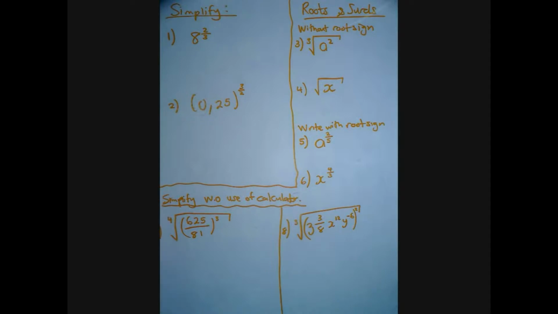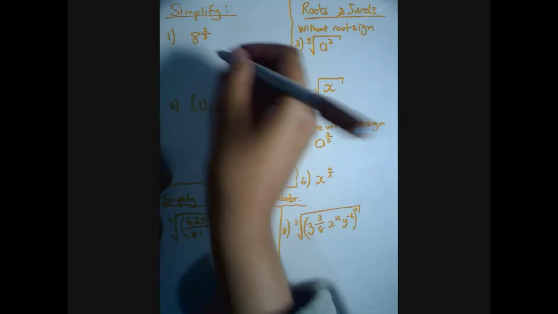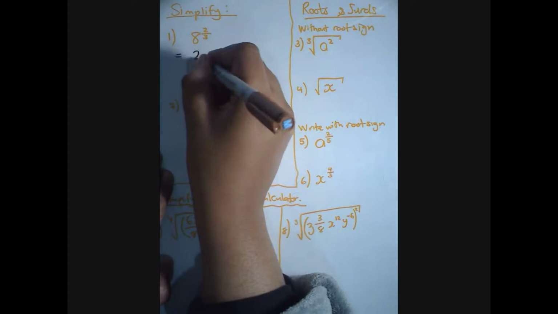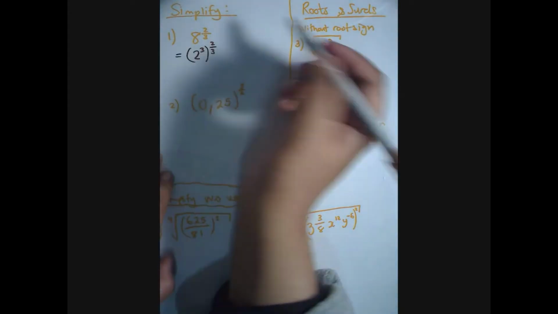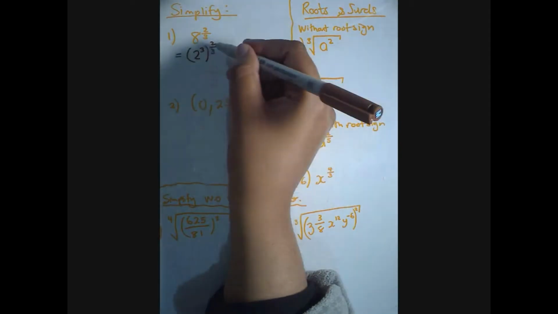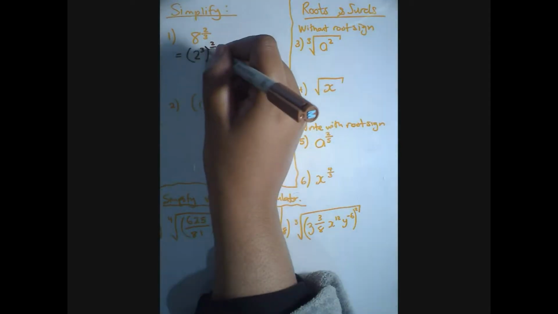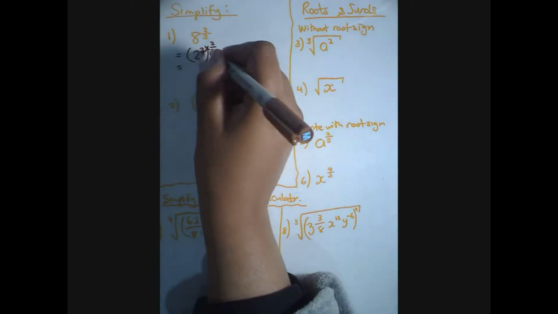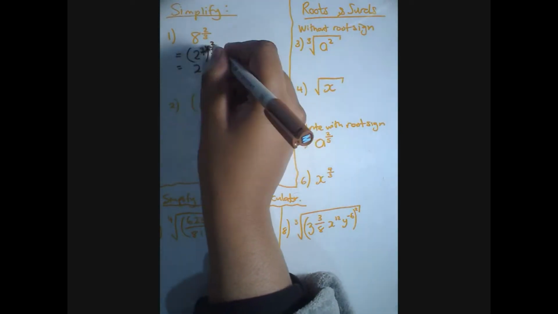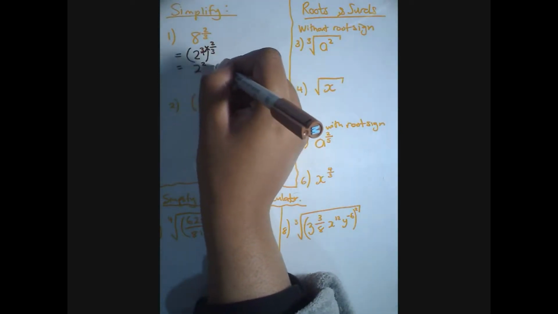So when you see something like this, remember always prime factor. It says simplify without the use of a calculator. So you must always prime factorize. So we know that 8 is 2 to the power of 3, all to the power of 2 over 3. Now what is happening when you multiply the inside with the outside? You are saying this times that over that. So can you see those two things there? This has a denominator of 1, so those two things cancel out. So your answer is going to be 2 to the power of 2, which is just 4.